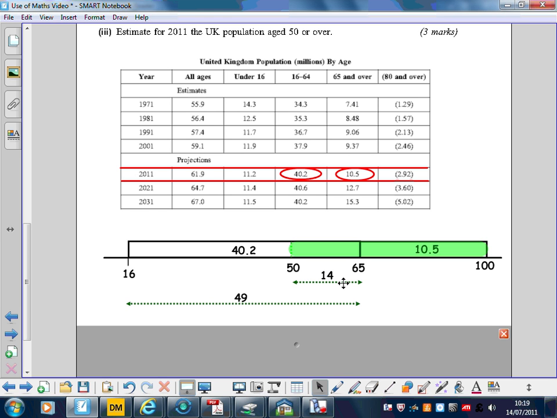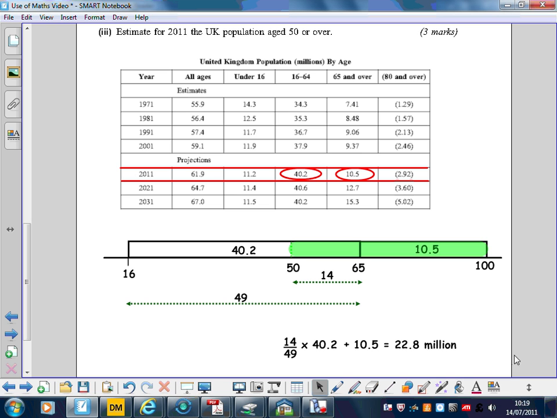So you could make a fraction out of that. You could say this is 14 49ths of this whole 40.2. And that's what I did down here when I did the calculation. I did my 14 49ths of the entire 40.2 block, and then afterwards I added on the whole of this 10.5 for that block, and that gave me 22.8, and of course the whole thing is in millions, so that's why I put million on the end there.